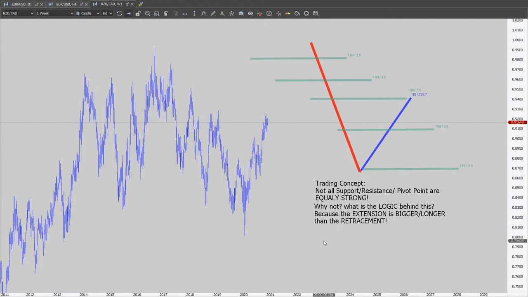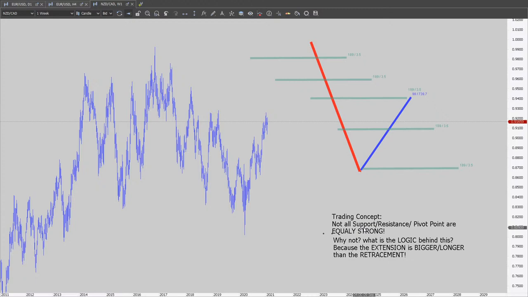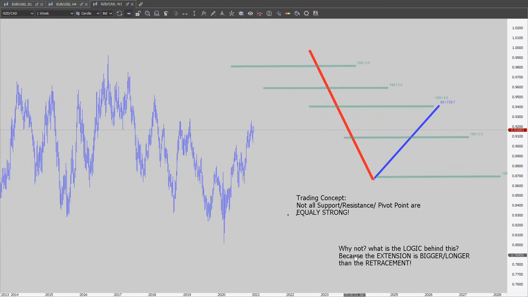Okay, everybody, so trading concept: not all support, resistance, and pivot points are equally strong. Why not? What is the logic behind this? Because the extension is bigger and longer than the retracement. So it's a game, a game of who is stronger. You're going to understand. Let's go step by step. If not, it gets too complex.